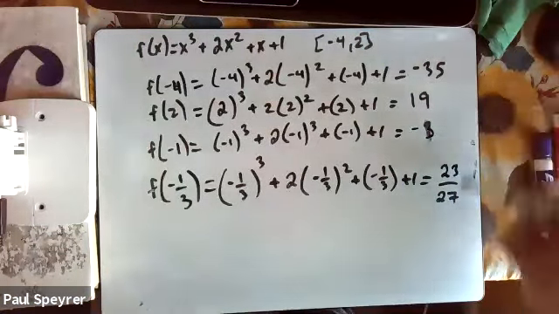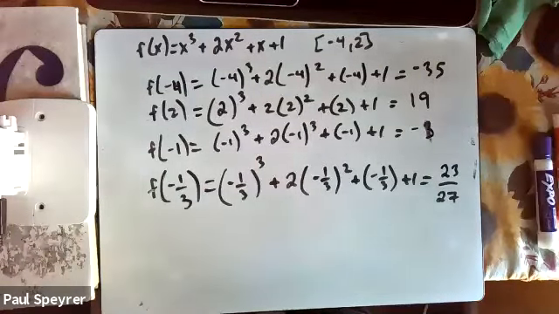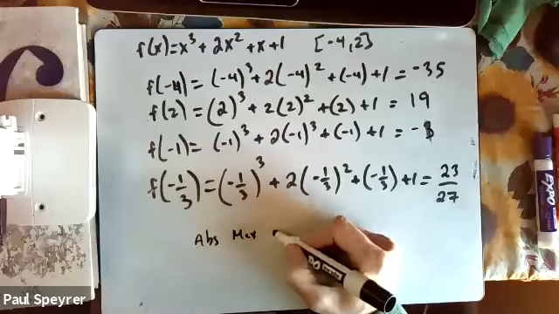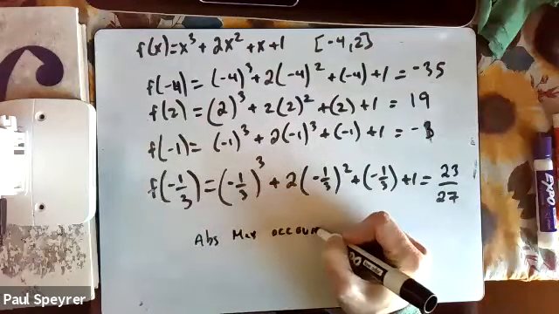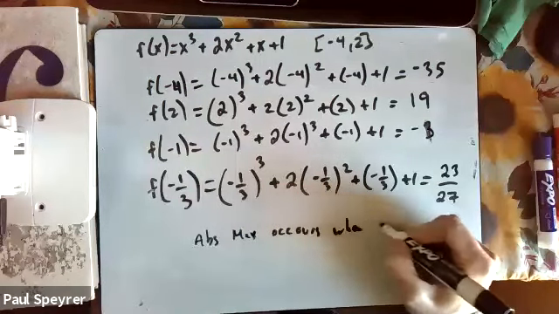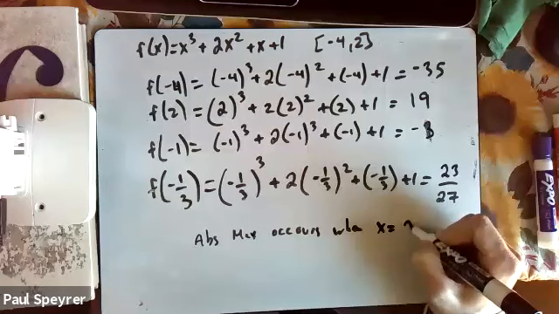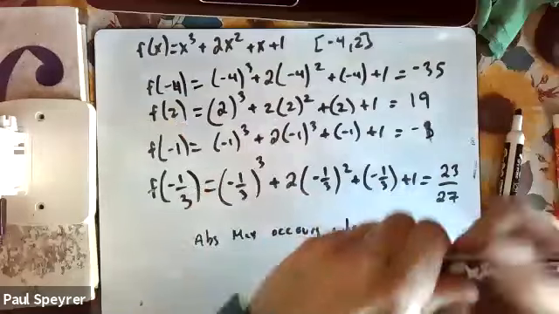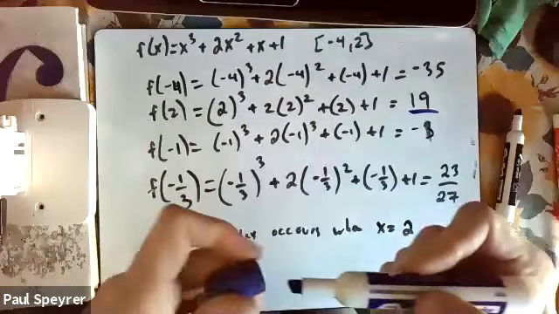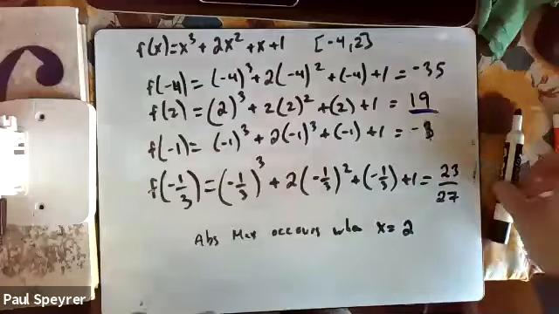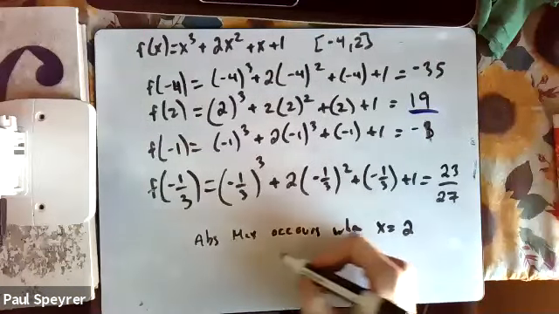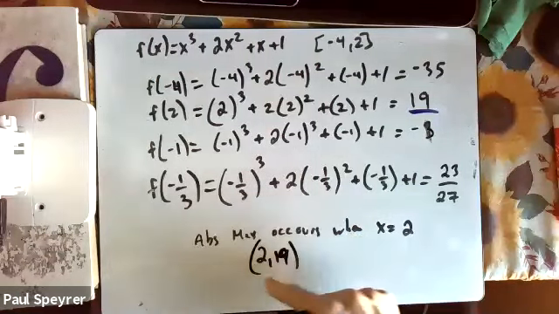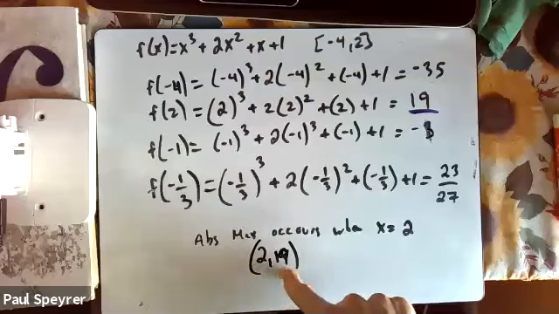Now, we have all these y values, right? Which one is the largest y value? Well, the absolute max occurs when x equals 2, right? Why? Because when x is equal to 2, y was 19. This is the largest y value. So that is the absolute max. If on WebAssign it asks for a point, then you would say 2 comma 19. This is where the absolute max is happening, right? Because when x equals 2, y equals 19.